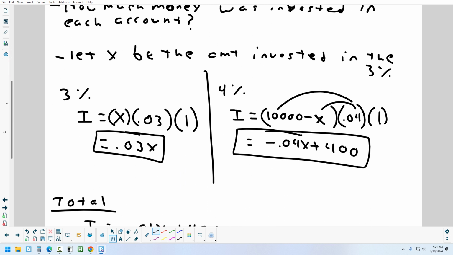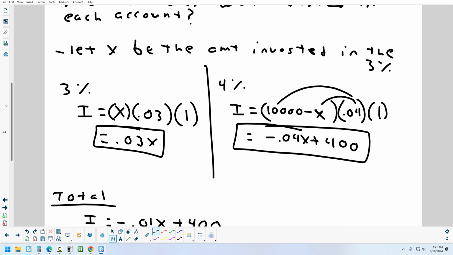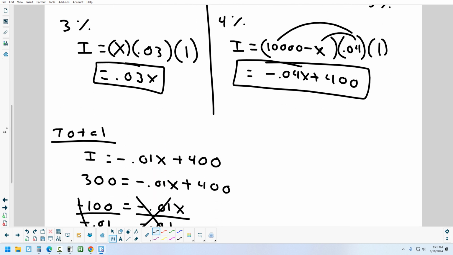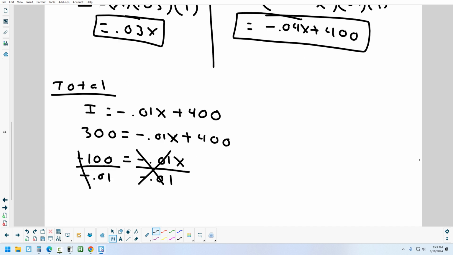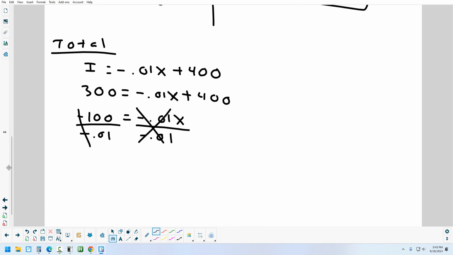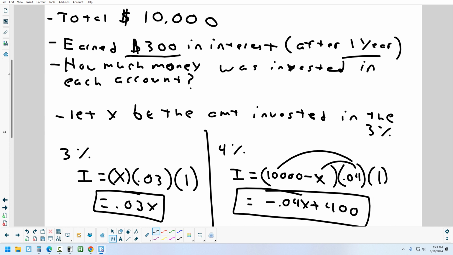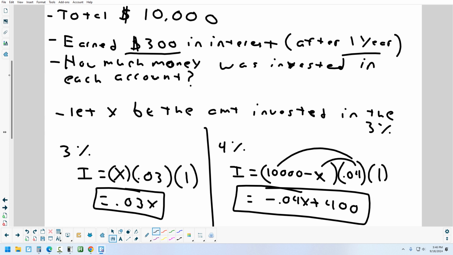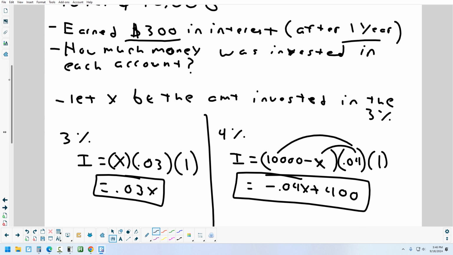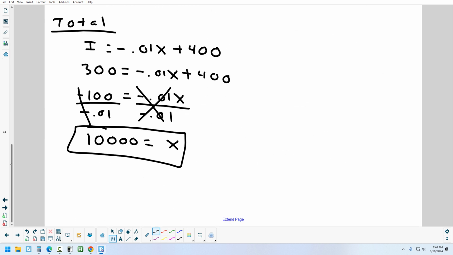So in that case, that would mean that all the money was put into one account. All right, so I think everything we did here is on track. When we divide these out, we get 10,000 equals x. And x was the amount of money that we invested at 3%. So essentially, when you earn the $300, it means you put all your money in the 3% account.